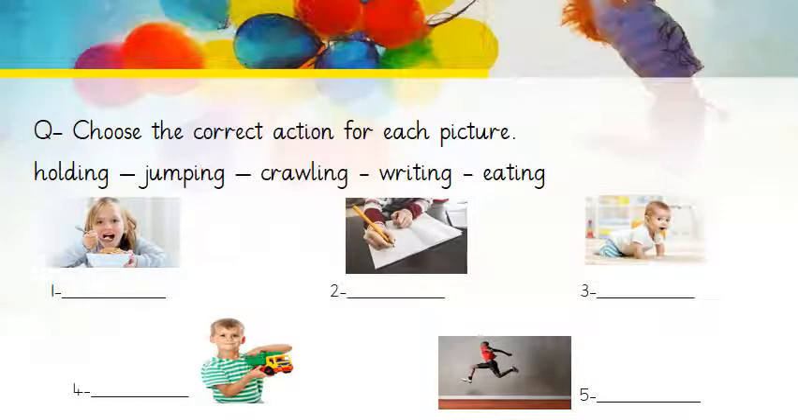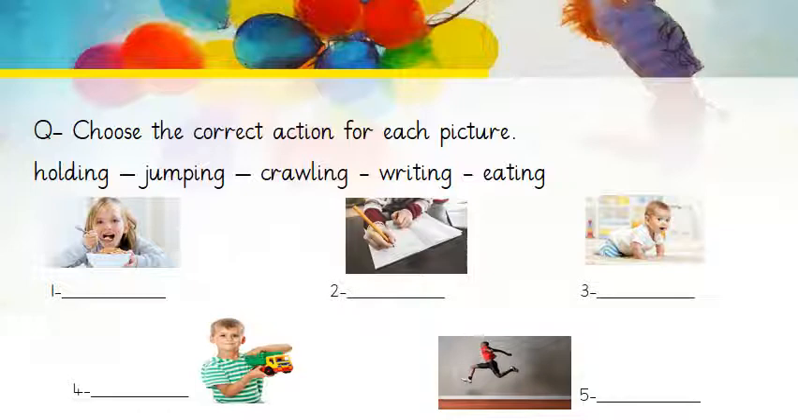Well, regarding actions, let's do the given question. Choose the correct action for each picture. And the given actions are holding, jumping, crawling, writing, and eating. Children, observe the given pictures and write down the correct relevant action with each given picture. Take your time and match your answers later on.